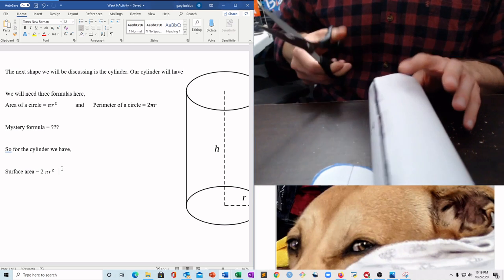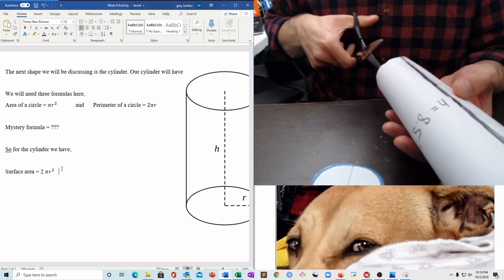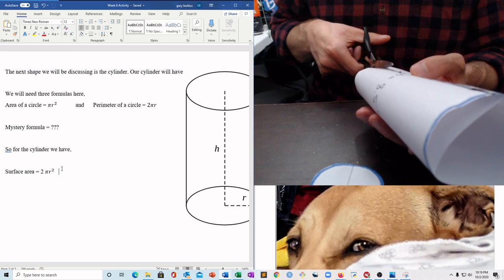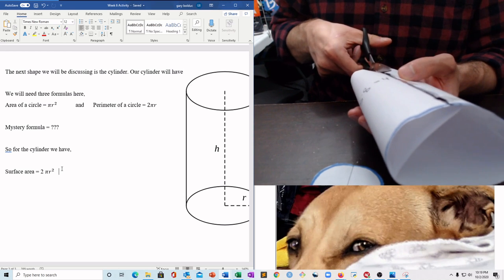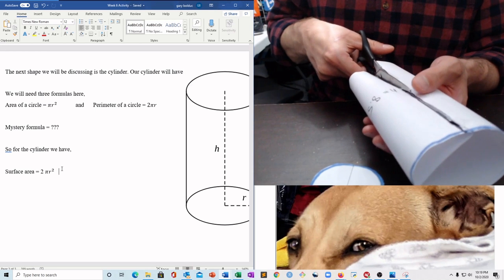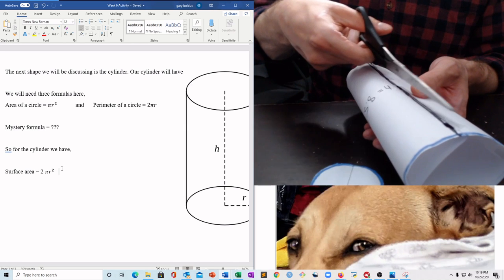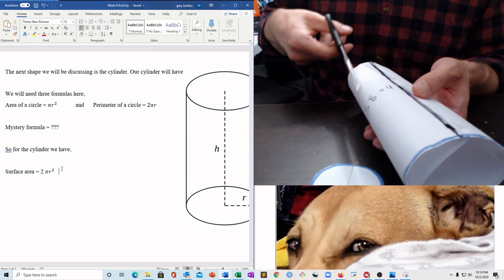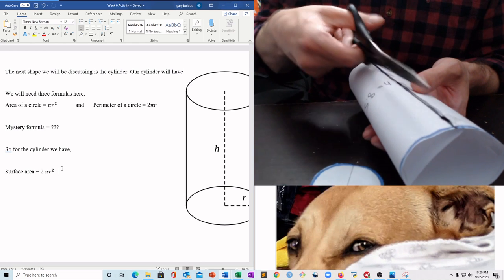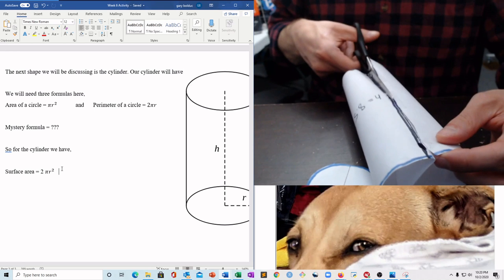Get my tools. Be very careful if you try this at home. I've practiced this many times to make sure it's safe. I am going to cut along this line. And as I'm cutting, I want you to just pay attention to the fact that this line here, I drew it in black, that's the height, h. So you can see that on the diagram. I'm cutting along the height here. Okay, so we cut along the height.